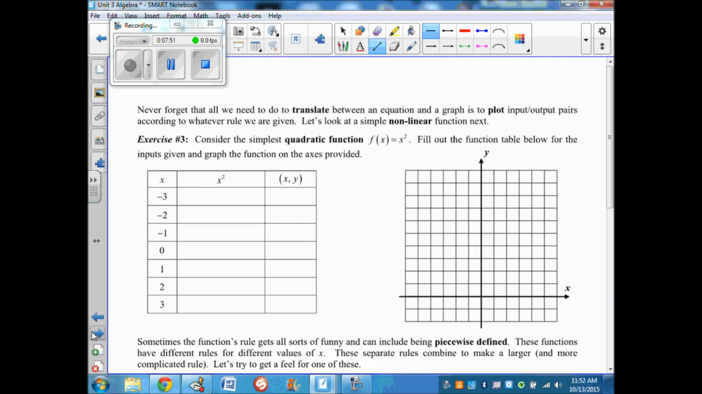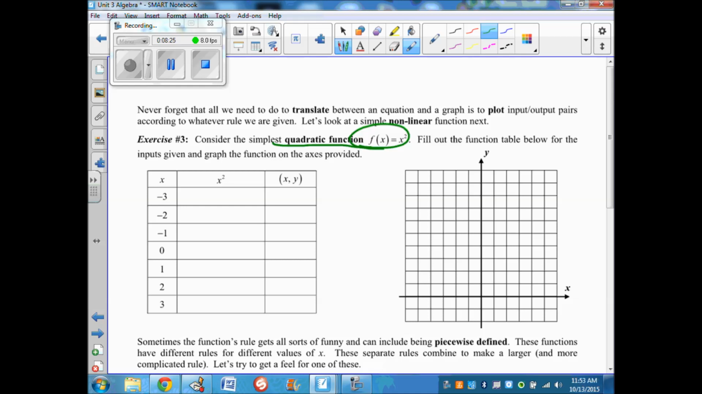So it says, never forget that all we need to do to translate between an equation and a graph is to plot points, according to whatever rule. So let's look at a nonlinear function. Back to a quadratic, a very simple one. It's just our f of x equals x squared. With this one, because all you're doing is squaring the x, it's probably going to be quicker for us to do this by hand than to actually go to the calculator.